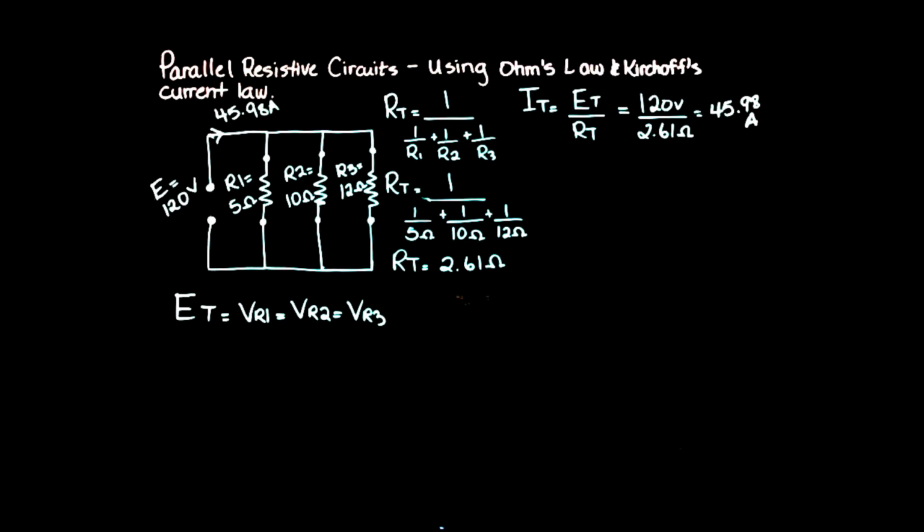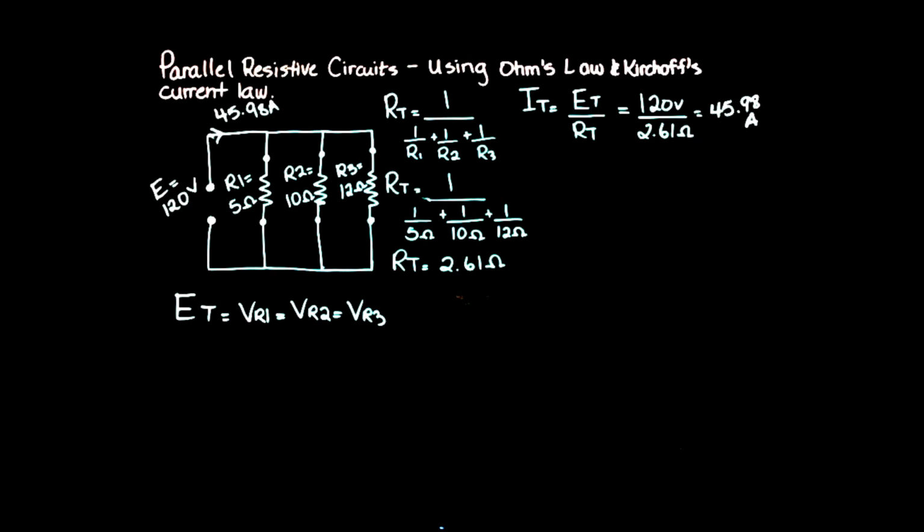In a parallel resistive circuit, Kirchhoff's current law dictates that the amount of current flowing through the branches will equal the applied or total current. So the amount of current flowing through resistor 1 could be added to the amount of current flowing through resistor 2, which would then be added to the amount of current flowing through resistor 3, and should give us the 45.98 amps to prove that Kirchhoff's current law is in fact true. So we're going to further use Ohm's law to solve the value of current that is flowing through the branches, and then in essence prove that Kirchhoff's current law is true.